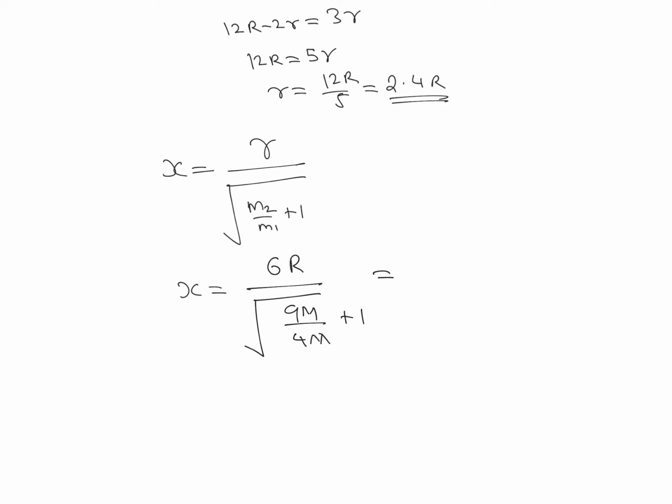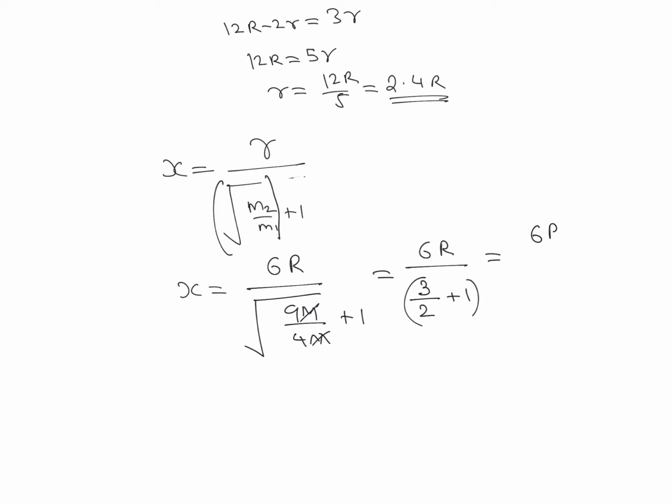So we can write this as 6r divided by root of 9, since m and m get cancelled. The root of 9 is 3, and the root of 4 is 2, plus 1. Just remember that this plus is outside the root. So the equation is something like this. You should not get confused with this root sign, which is only for m2 divided by m1. This is root of m2 by m1, plus 1.